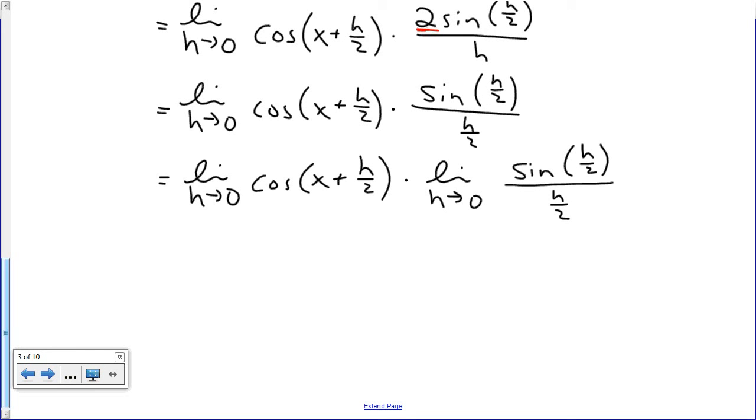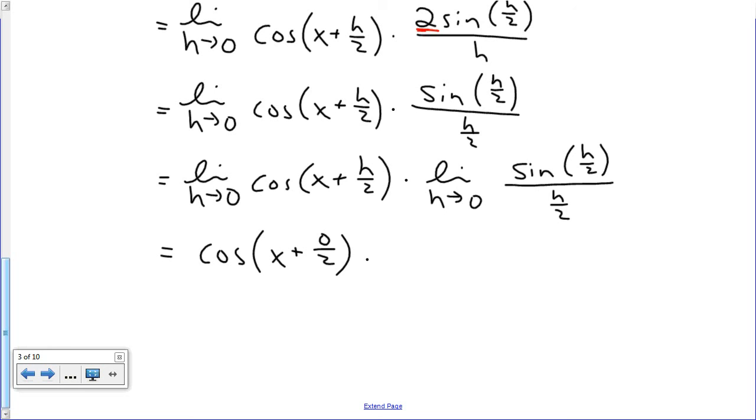Limit of a product is equal to the product of the limits. And actually we're ready to evaluate these two limits just in the form they're in now. If I let h go to 0, just using substitution, I'll have a cosine of x plus 0 over 2, of course, which 0 over 2 is just 0. So there's where the cosine of x is going to show up.